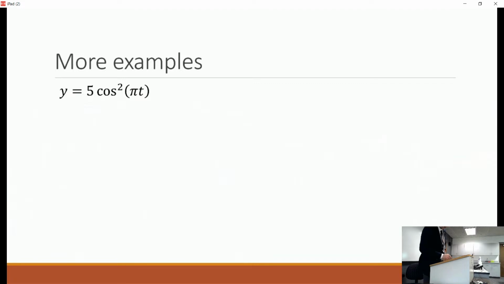This one's fun. See if you can do this one completely. You're going to use the chain rule twice for this. And if you're not sure where to start, let me just make one minor notational change here. This is the same as 5 times the cosine of pi t squared. So if you're not sure where to start, hopefully that'll get you started on this.